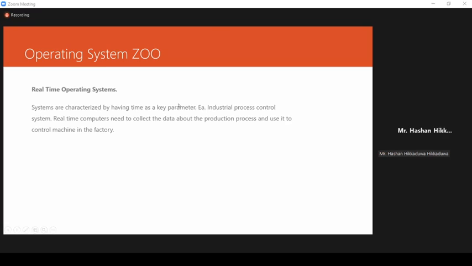Then real-time operating systems are characterized by having time as a key parameter. In industrial process control systems, real-time computers need to collect data about the production process and use it to control machines in the factory. We use real-time operating systems especially in industrial process control systems. In industry there are manufacturing lines, and we need to monitor whether certain conditions are met. Likewise, things are there.